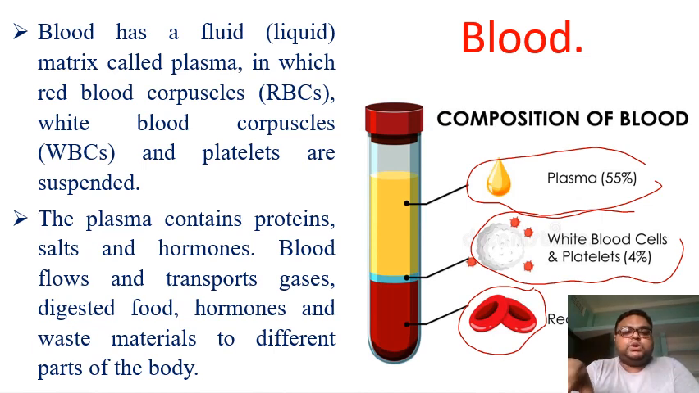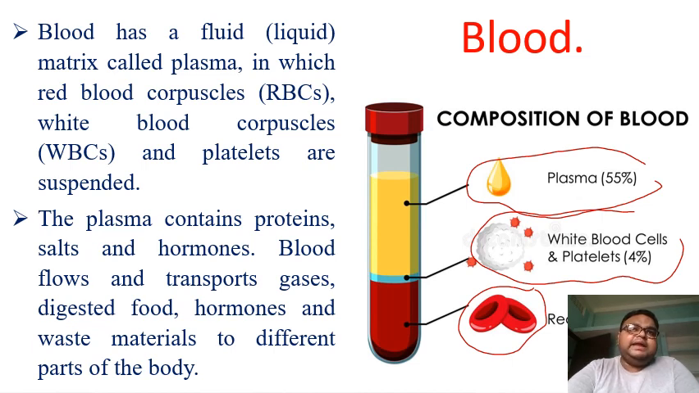So basically there is one fluid component, called plasma, and in the plasma there are different types of cells, and those cells are WBC, RBC and platelets. So these types of cells are found in the blood. The plasma contains proteins, salts, hormones. And what does blood do? Blood flows and transports gases, digested food, hormones, and waste materials to different parts of the body.